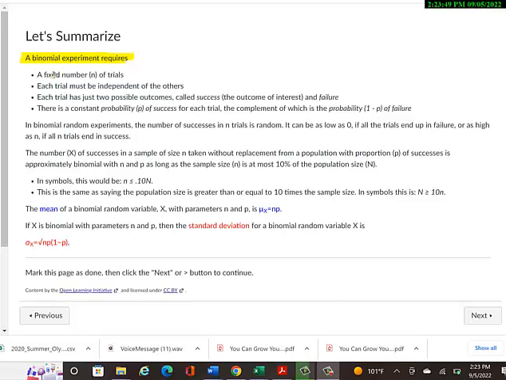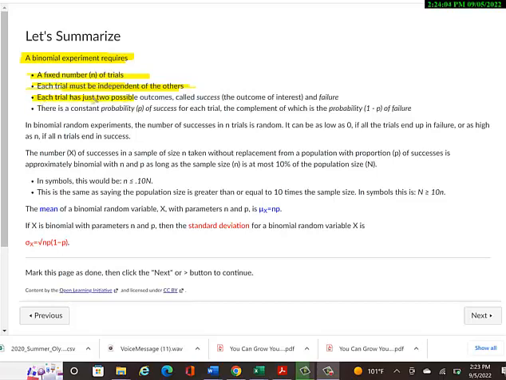So in summary, a binomial experiment requires, 1, a fixed number of trials. It can't go on forever. Also, each trial must be independent of the other. So one trial happening cannot affect the next one. If it does, it's not a binomial experiment.